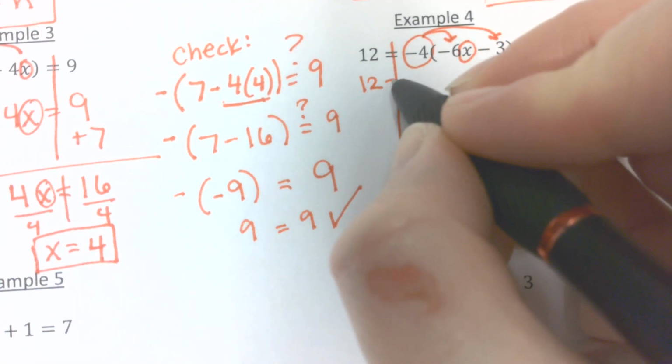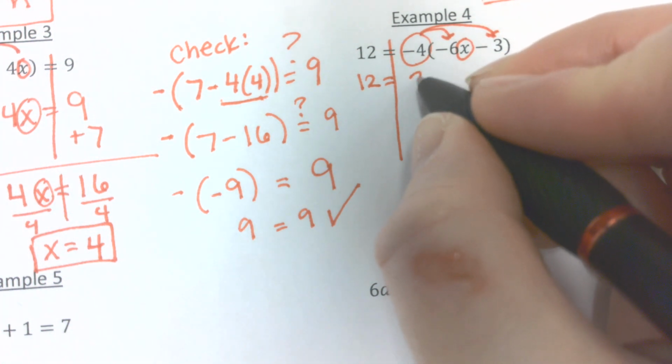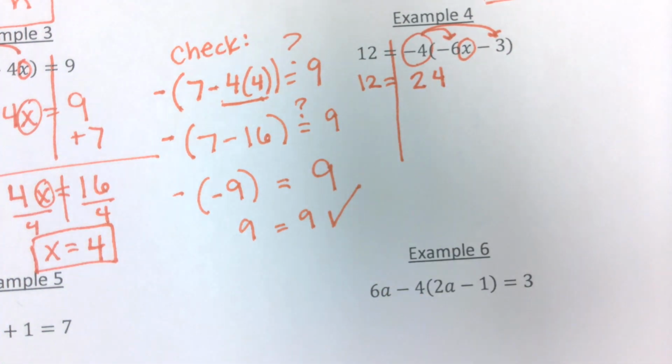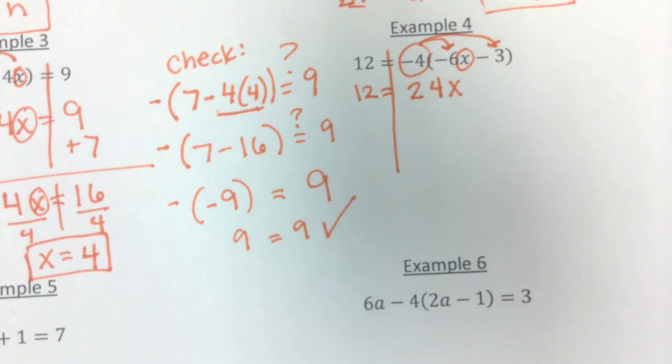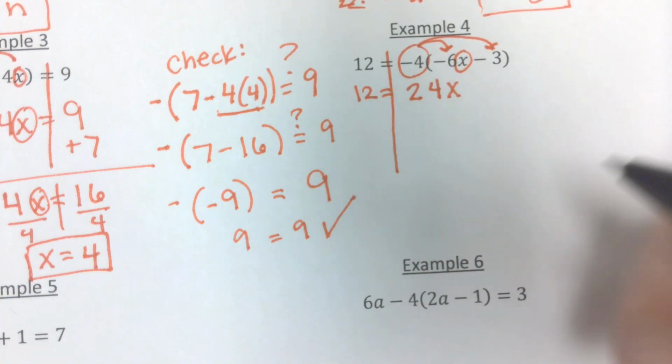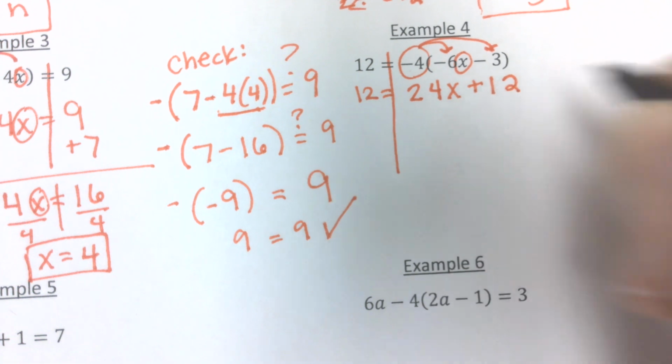So I get 12 equals -4 times a -6. Positive 24, but we got to keep that x. And then -4 times a -3. Positive 12.